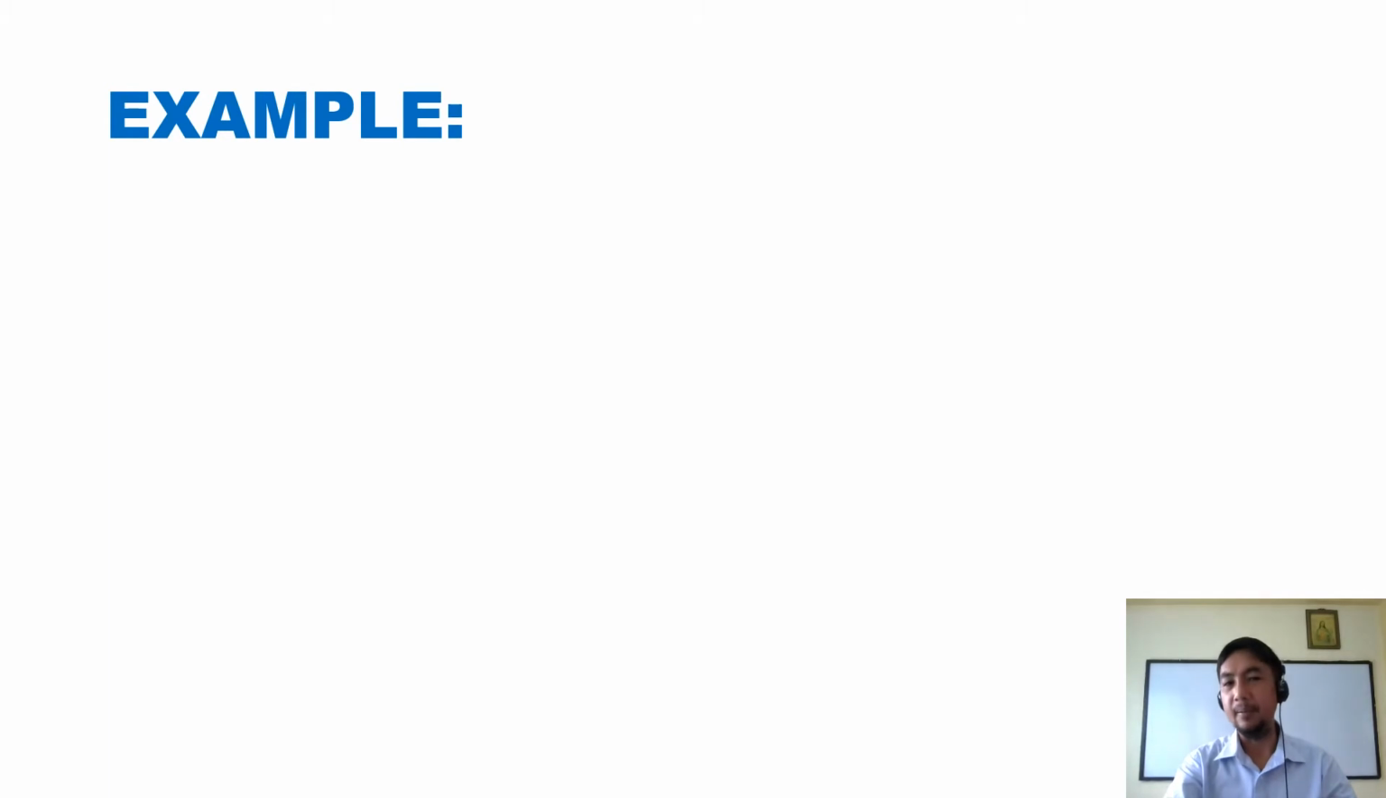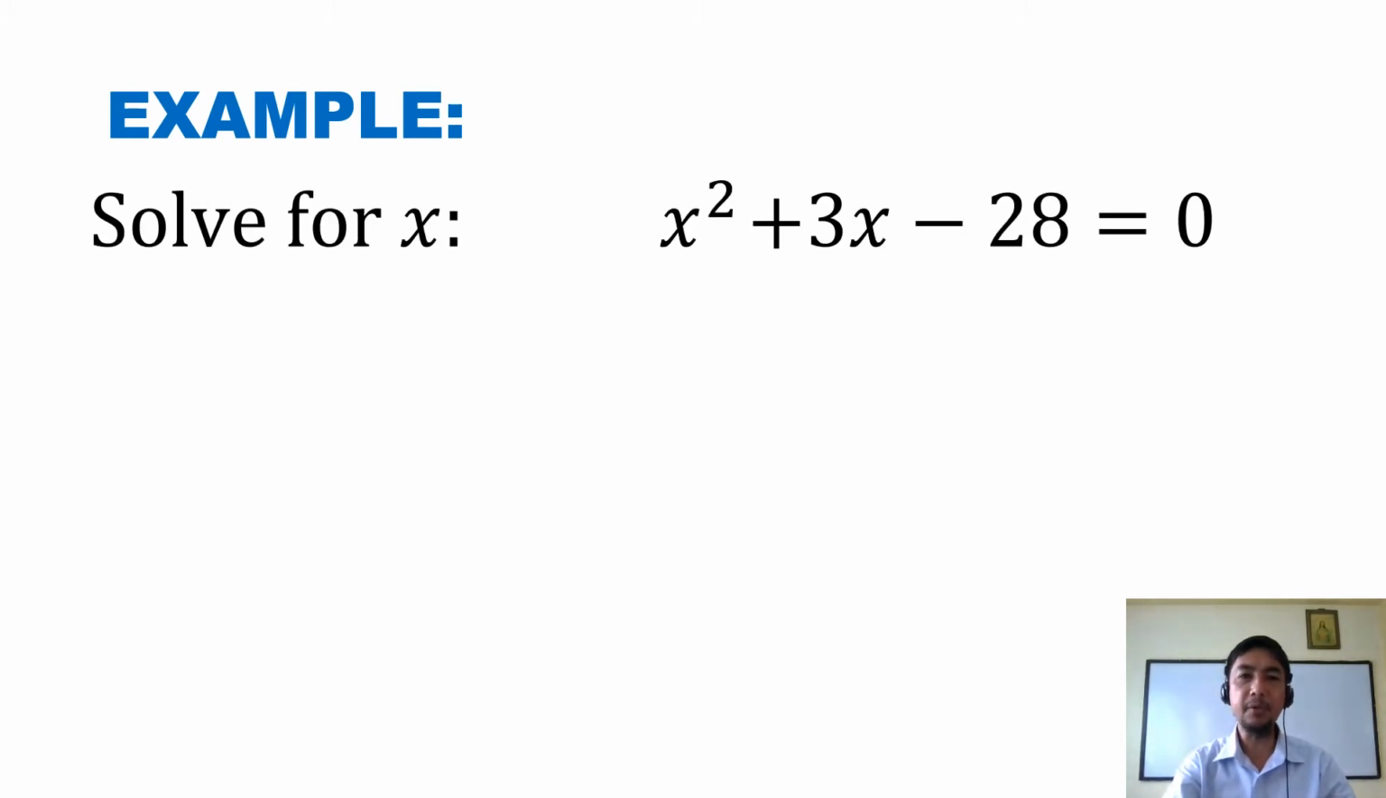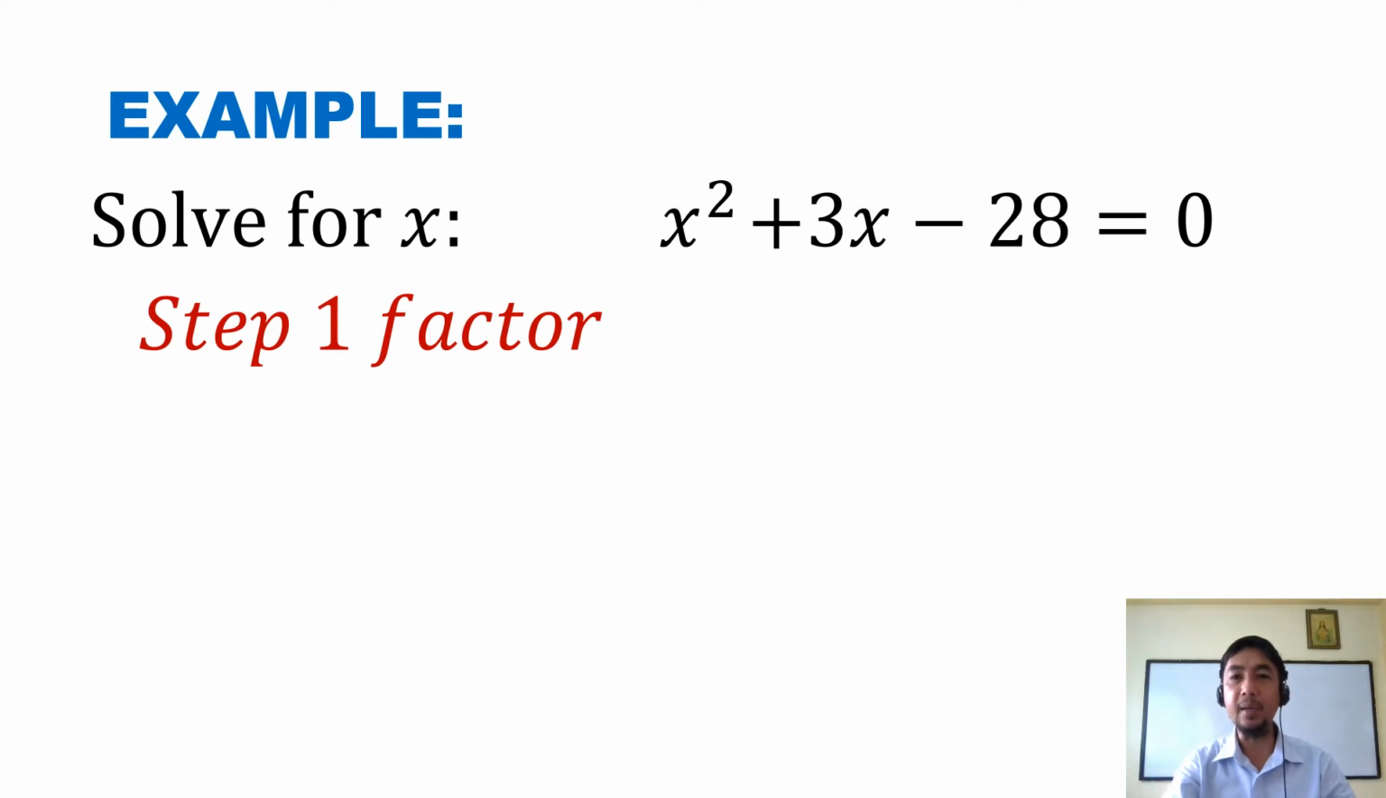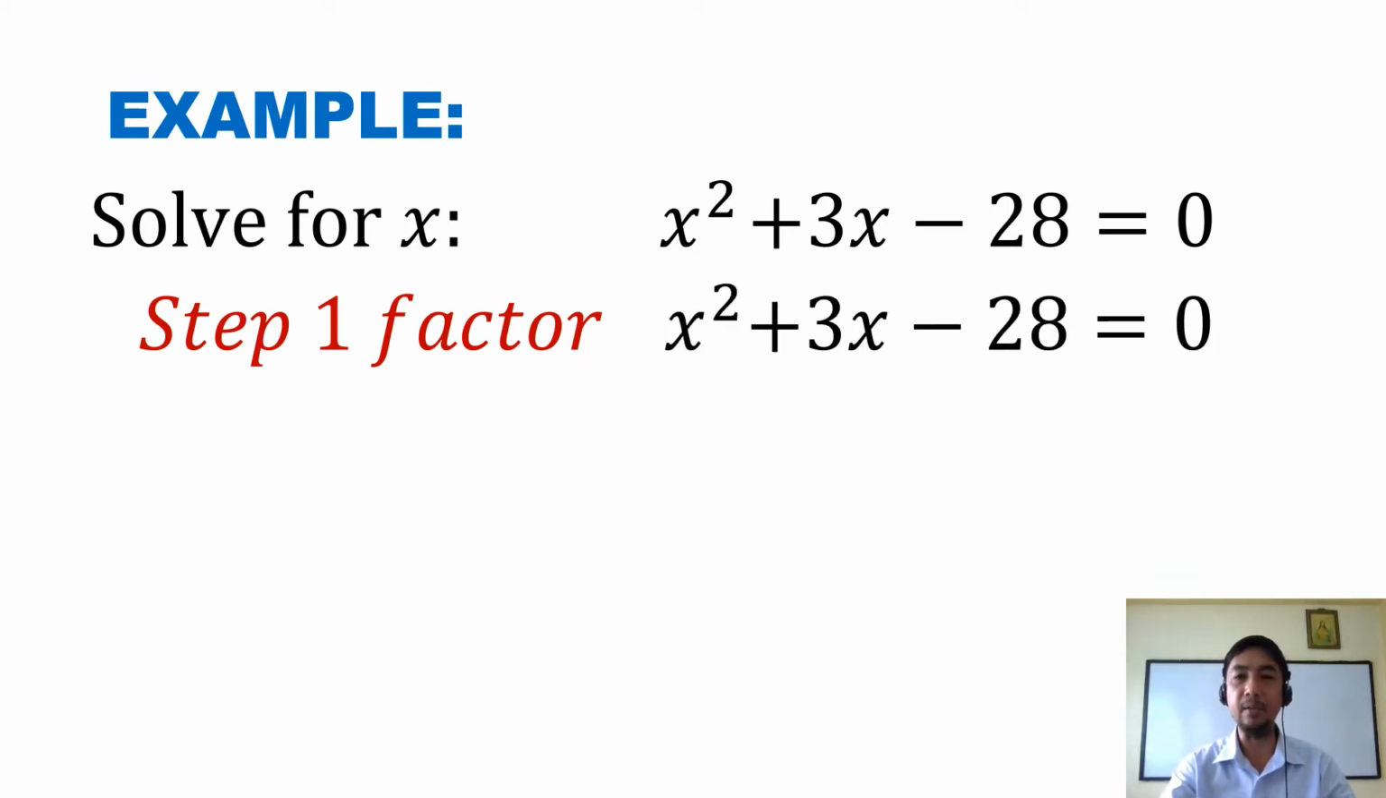Another example. Suppose you are given x squared plus 3x minus 28 equals 0. And we want to solve for the value of x or values of x. So the same process, we need to factor x squared plus 3x minus 28. This time, I will not remove equal to 0 para dire-diretso tayo.